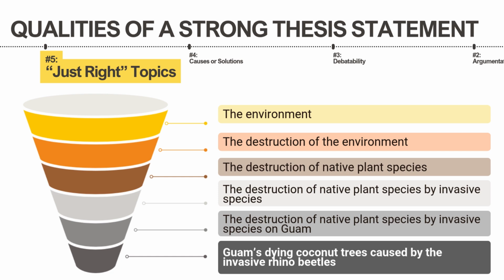Okay, but where? Right? We could look at any place in the world. So we got to narrow it down, at least to the location, maybe. So let's just look at Guam. But also, we have a lot of native plant species being destroyed, right, by invasive species. So we got to make it more specific. So let's just look at Guam's dying coconut trees caused by the invasive rhino beetles. So now we have a topic that's just right.